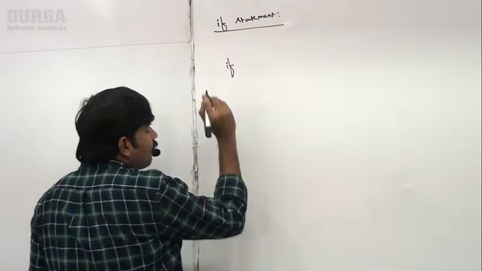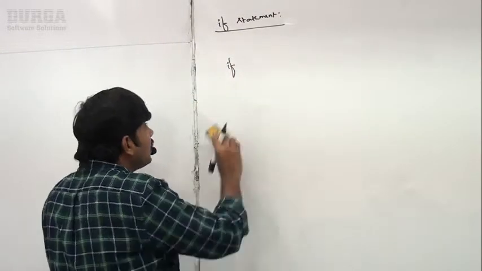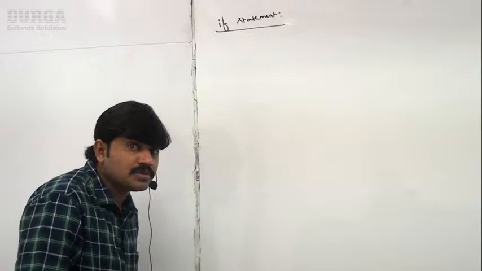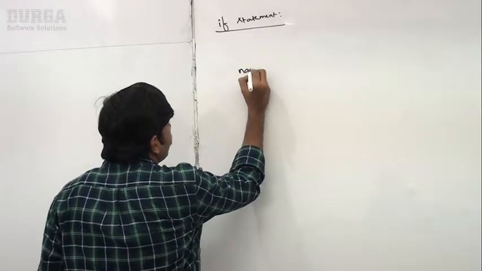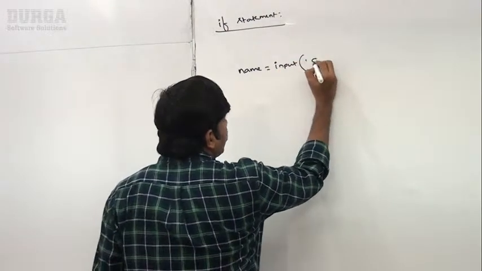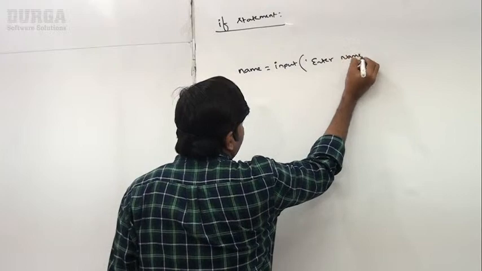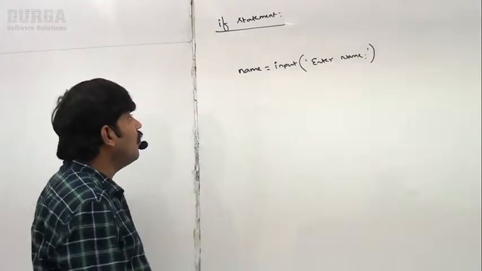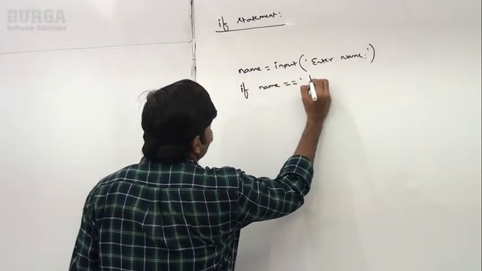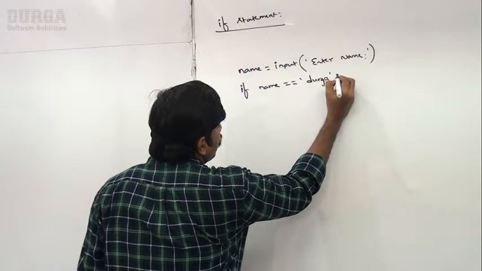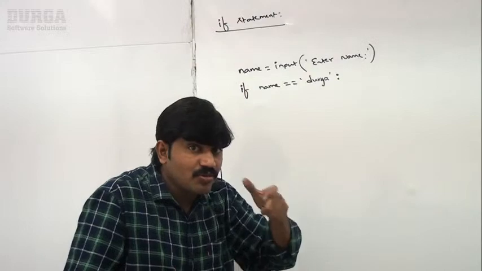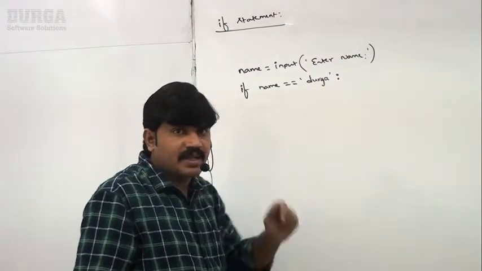First I have to read the name from the keyboard. How can you read the name from the keyboard? Which function do we require to use? Input function, right? Name is equal to input of enter name, like this I am taking, sir. Now if name is equal to Durga, have you observed? Colon means block is going to start. Now different indentation I have to take care.